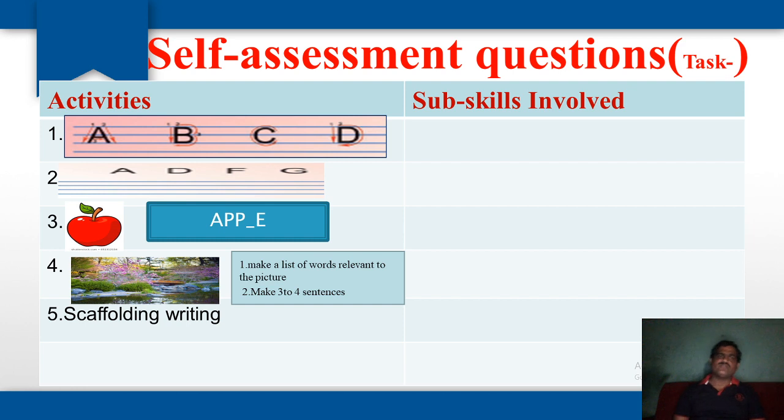Okay, my dear students. Yes, take some time and write it down. Yes, I know you have the talent, you can do this activity.